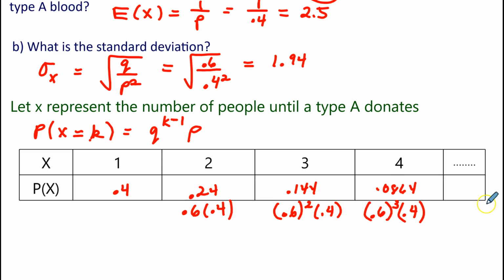And this would go on infinitely until you would actually encounter someone with type A blood. But as K increases, this whole value is going to start decreasing.